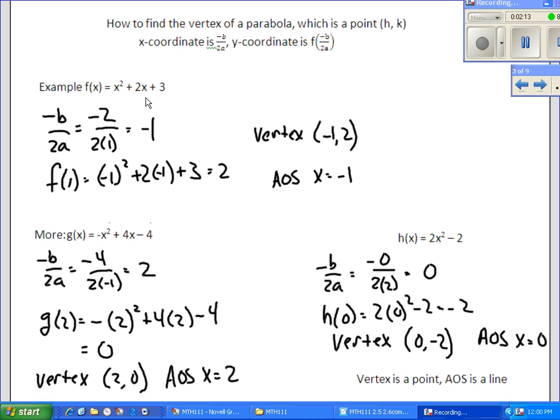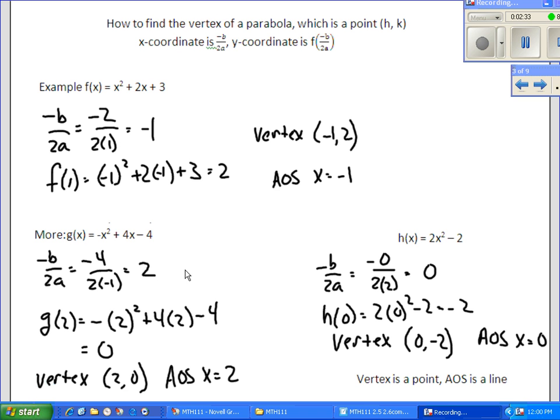If f of x is x squared plus 2x plus 3, negative b over 2a is negative 1, plug that x value back into the function. Looks like I forgot my negative here. Do the calculation to get the y, and then the vertex is at negative 1, 2, and the axis of symmetry is x equals negative 1, the vertical line through the vertex.